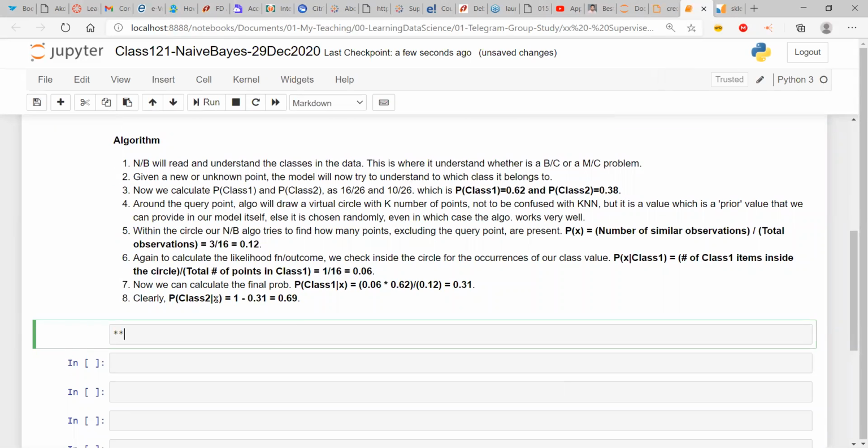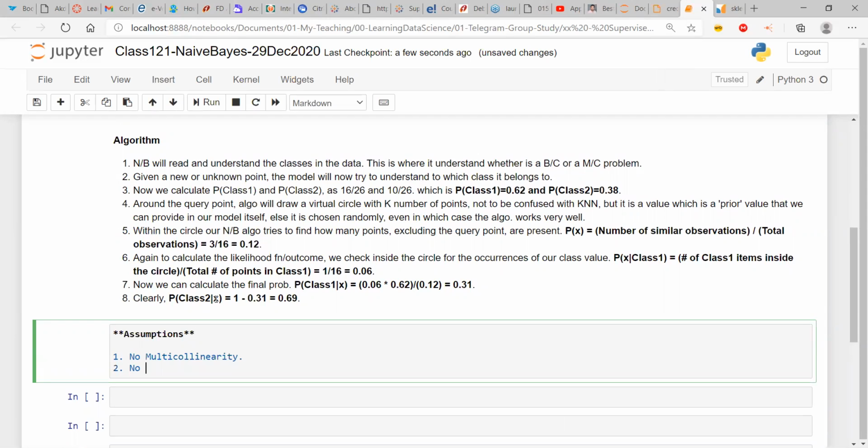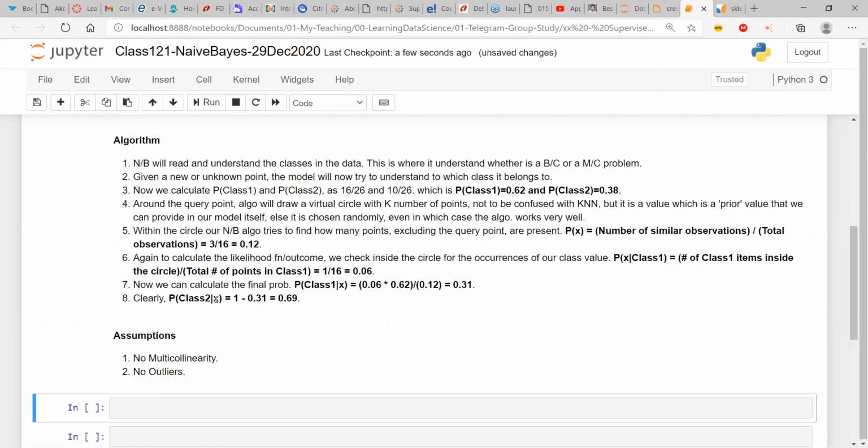Let me just write the assumptions. These assumptions will be applicable in case of practical implementation also: no collinearity, and no outliers, right? We just have to make sure that there is no multicollinearity and there is no outlier. If I have, let's say, multicollinearity, what am I going to do? I'm going to remove them.